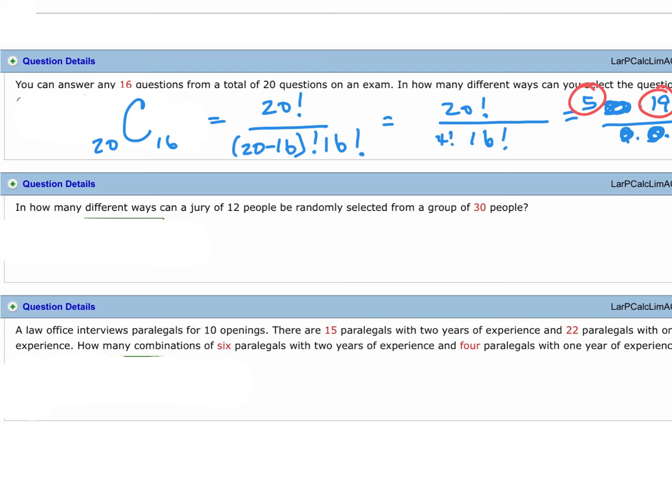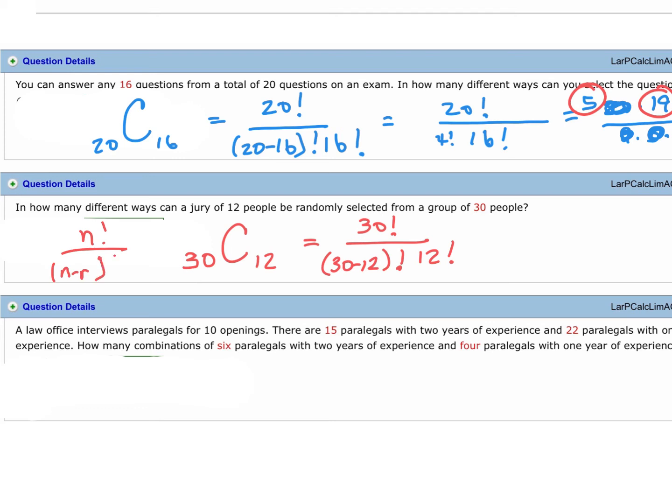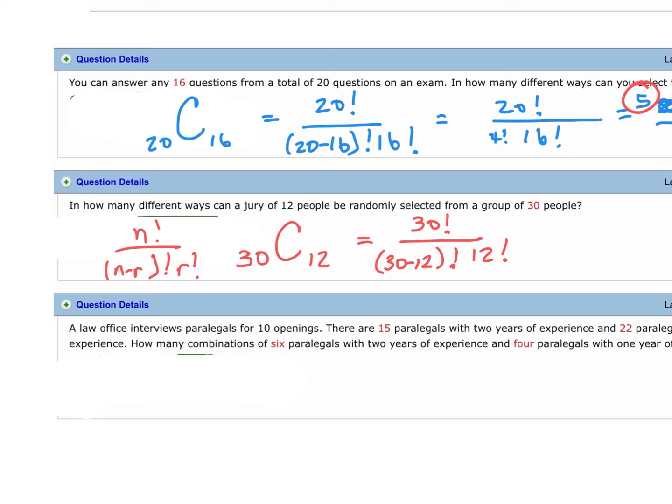So I have 30 people to choose from, and I have to choose 12 of them. So my formula would be 30 factorial over 30 minus 12 factorial times 12 factorial. It's n factorial over n minus r factorial times r factorial. That's your combination. Permutation doesn't have that second r on the bottom.